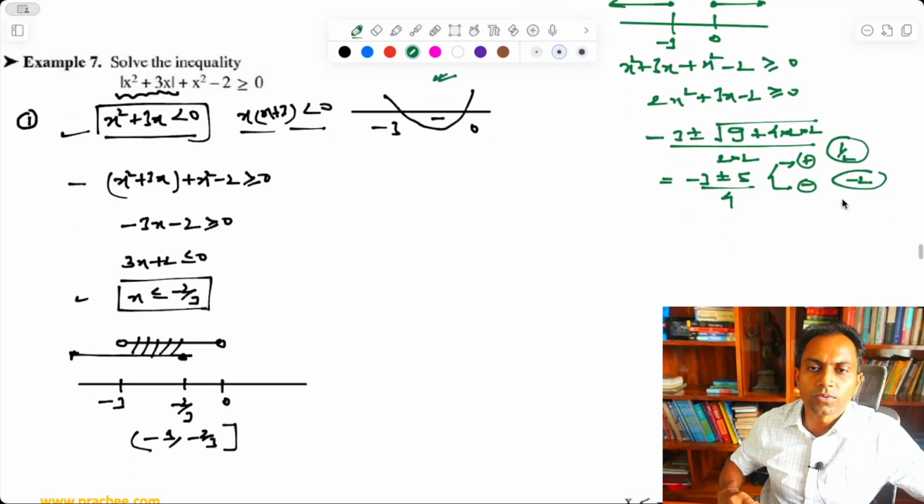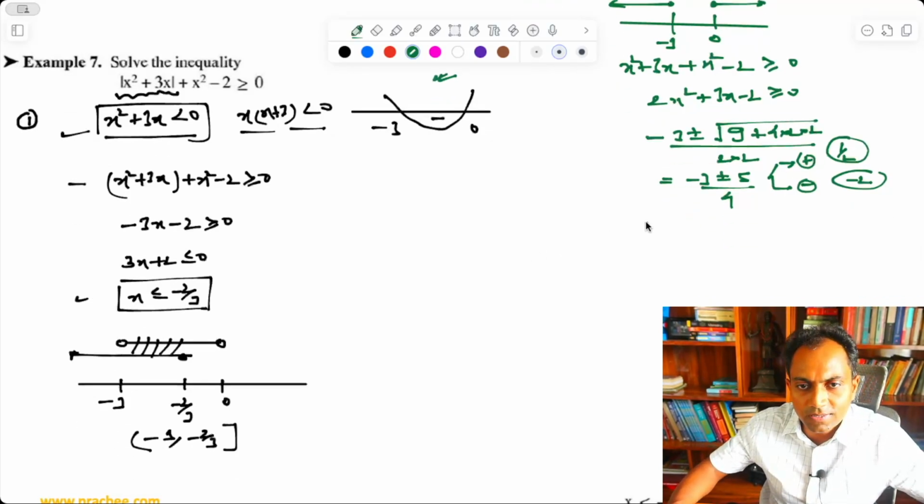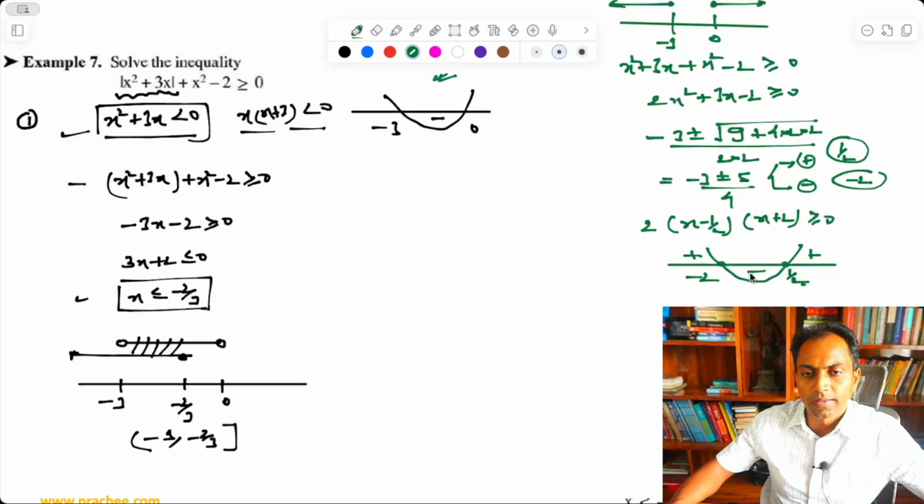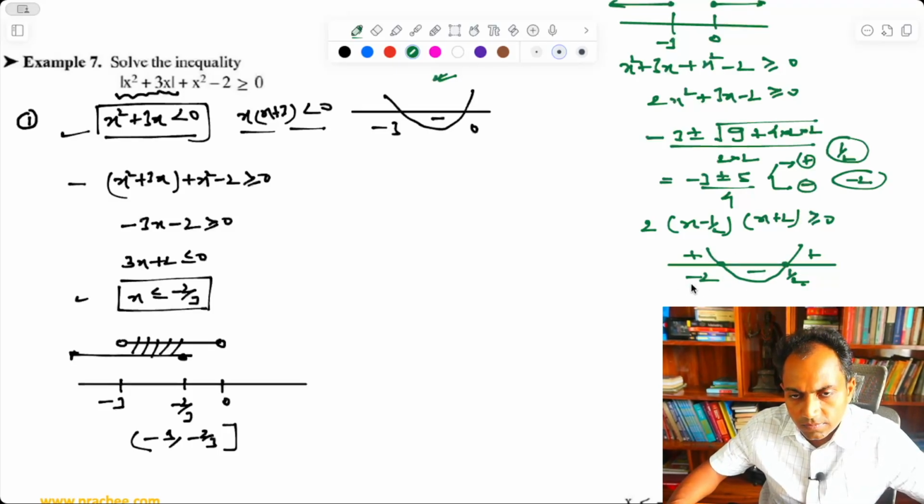So what we can do now is factorize this as 2 into x minus 1 by 2 into x plus 2, and then we can apply the wavy curve method. If you apply the wavy curve, this is how the curve is going to look. So minus 2, 1 by 2. Both of these points are included and we are looking for non-negative values. So the answer becomes minus infinity to minus 2.